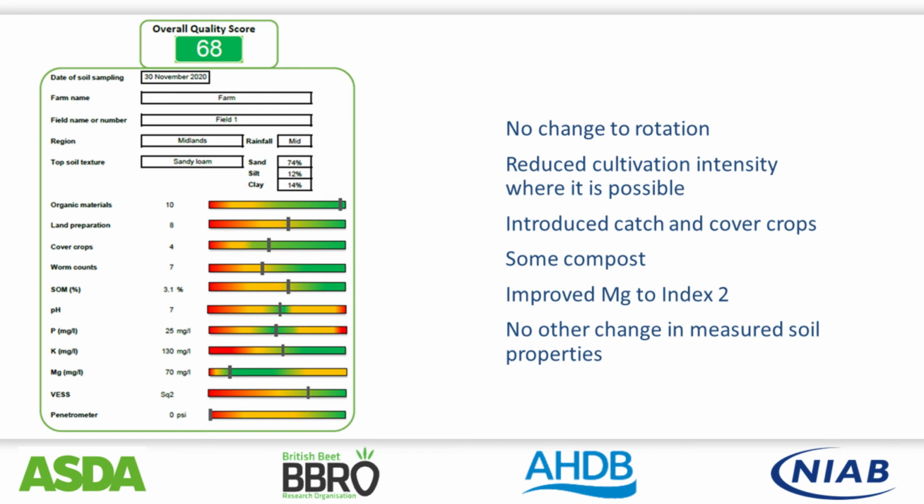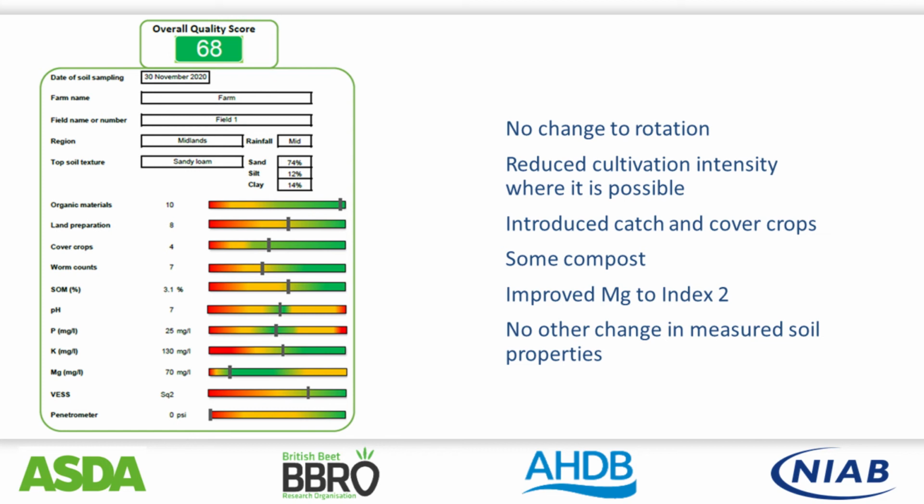So in this context, I haven't made any change to the rotation, so I'm still growing potatoes. I've reduced my cultivation intensity wherever it was possible. That doesn't mean I've taken out ploughing completely from this rotation, though some people on light soils growing potatoes are looking to remove some of that deeper cultivation. I've introduced some catch and cover crops into the rotation wherever I'm able to. Rather than simply adding pig slurry, I've also found a local source of compost and added that into the rotation, which really helps with those slower to break down. It's more of a soil conditioning material.